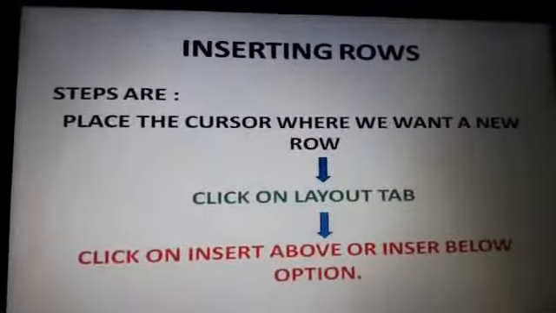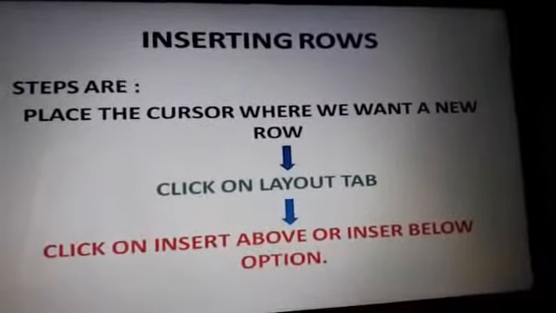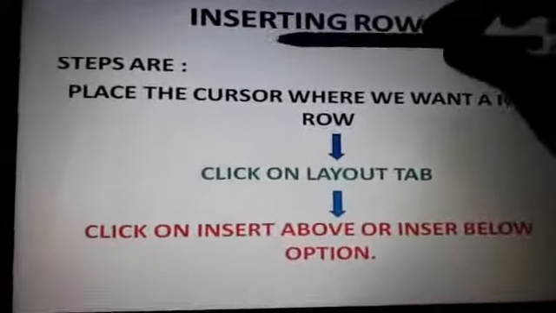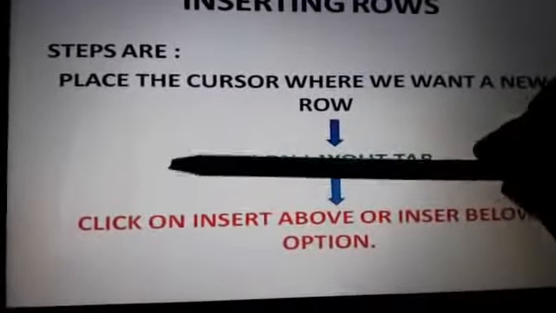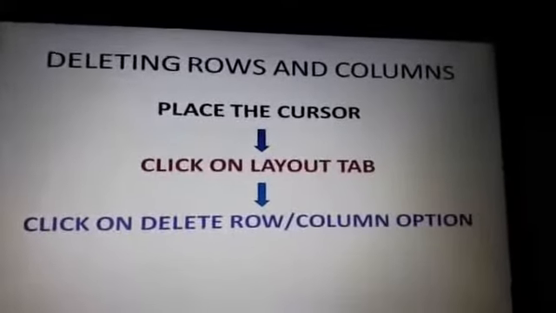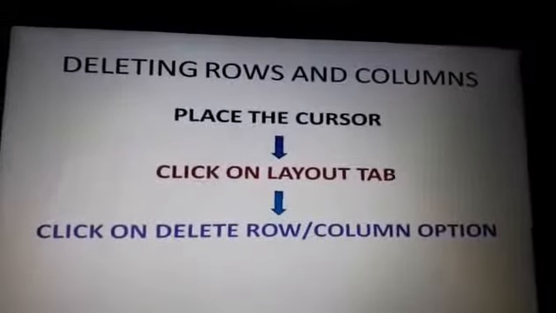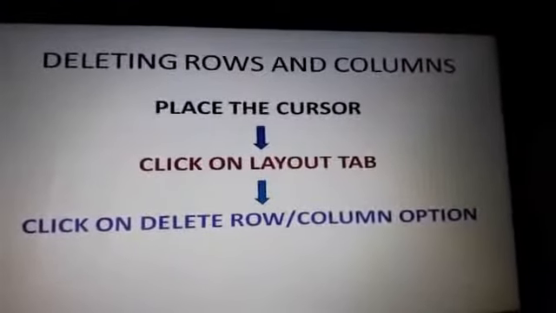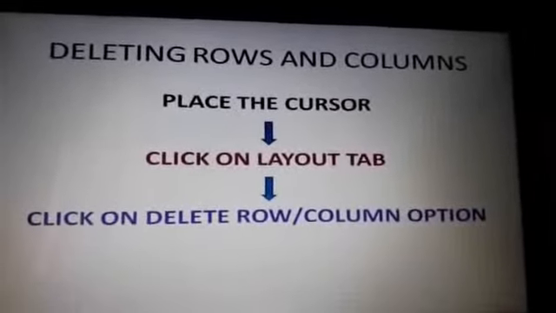Now inserting rows, the steps are the same. Place the cursor where we want a new row, click on the layout tab and click on insert above or insert below option. Insert above or insert below, because a row is a horizontal one, that's why. In the same way we can delete an extra row or column from our table. Place the cursor where we have to remove the column or row and click on the layout tab, then click on delete row or delete column option.